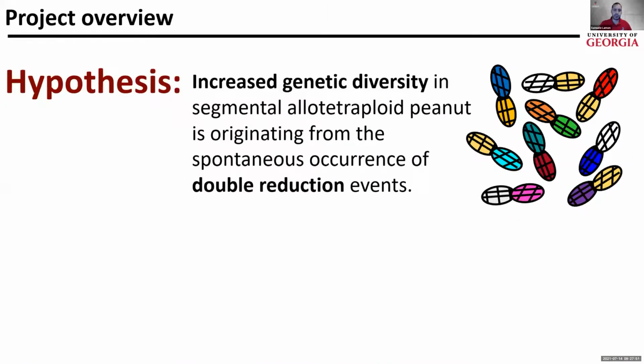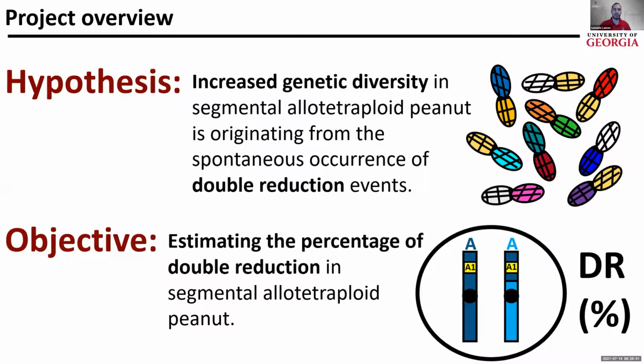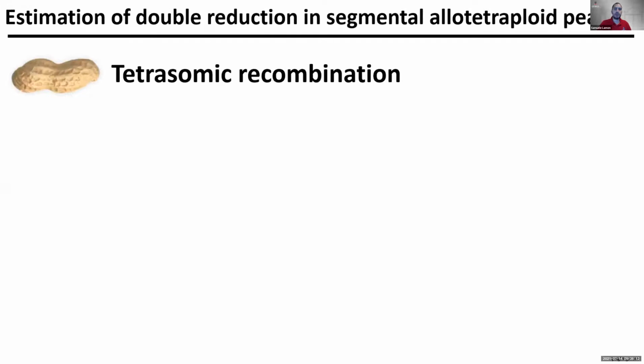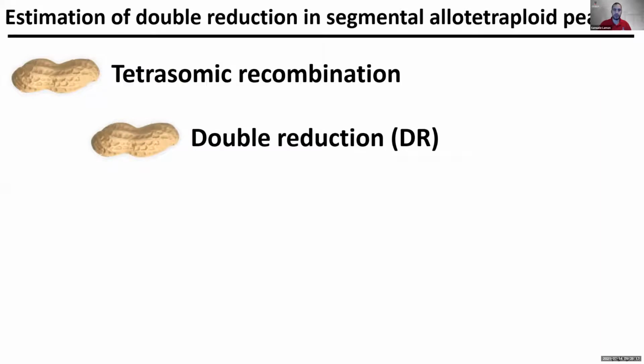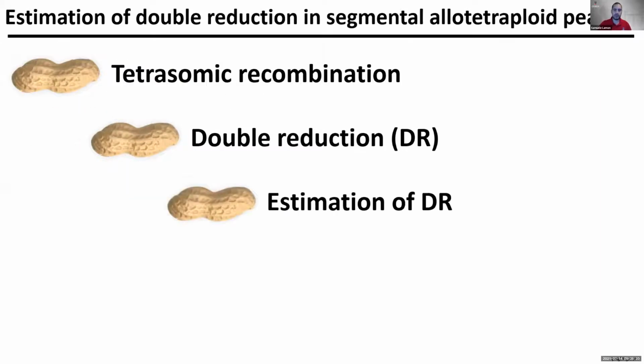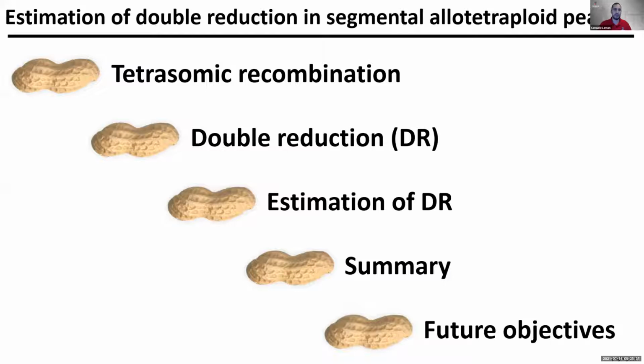So the hypothesis of this project is that increased genetic diversity is originating from a spontaneous occurrence of double reduction events. And our objective is to estimate the percentage of double reduction in segmental allotetraploid peanut. So with this, the outline of my presentation is to talk about tetrasomic recombination, which is an essential concept to understand double reduction. And then I will talk about how we estimated double reduction in peanut, and I will end with a summary of the results and the future objectives of this project.